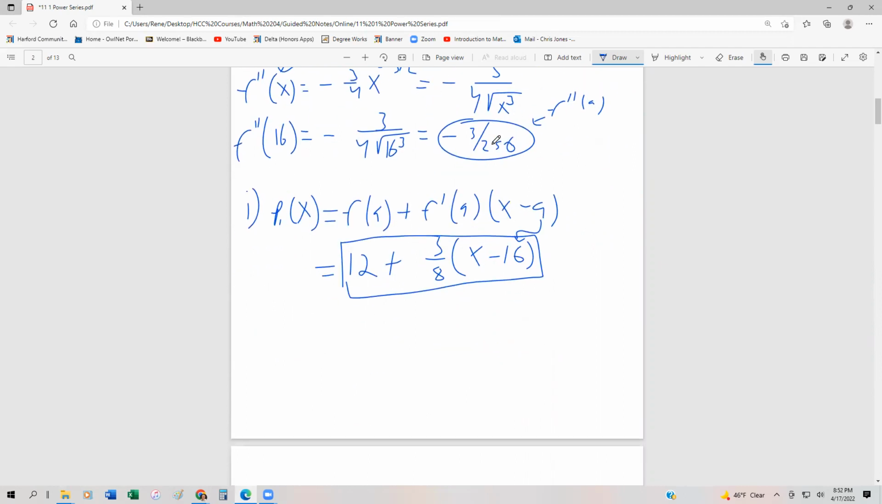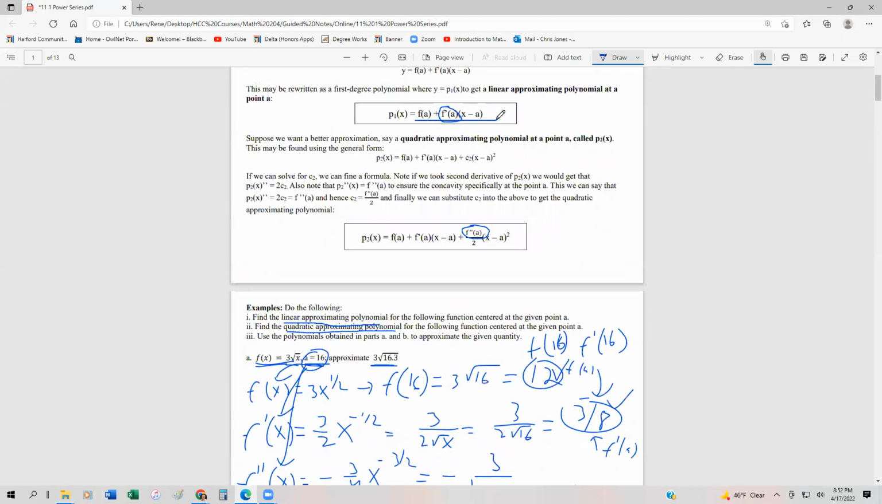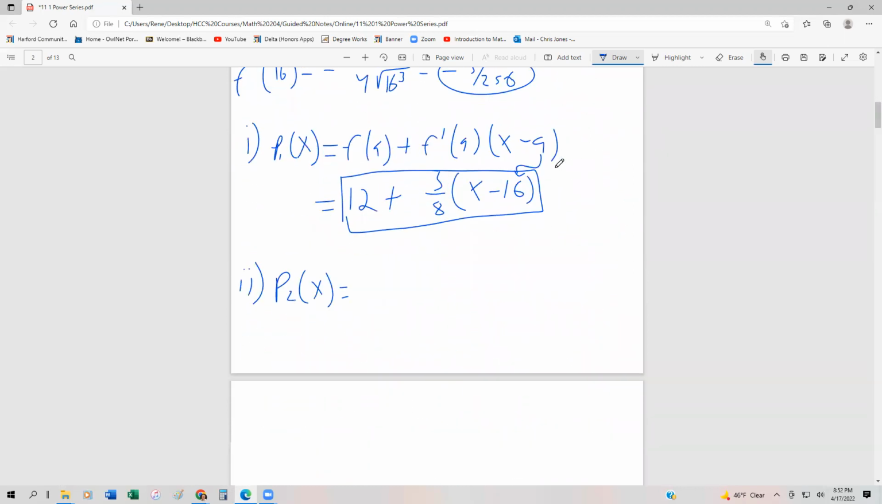All right. Now for P2, here's the good news. For P2, remember our formula is the exact same thing as the linear, except that now we have this other term that we have to deal with, the second derivative. And so I'm just going to write it out down here.